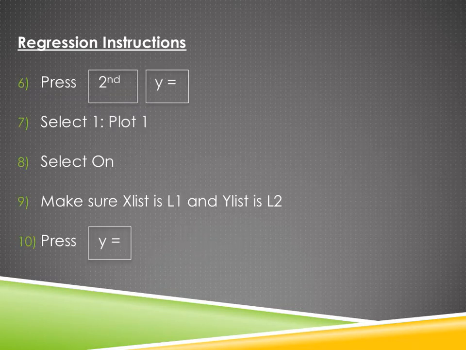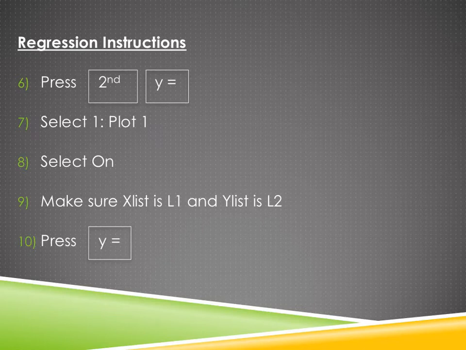After that, I want you to hit the second key again, and Y equals. And when you do that, the title on this screen should say Stat Plot. And it should say 1 plot 1, 2 plot 2, 3 plot 3, 4 plot 4. Do you guys have that screen?